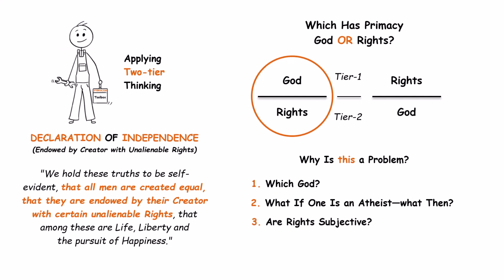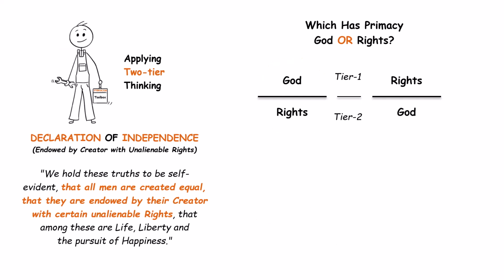Third, are rights subjective? If God is the source of rights, does that make them dependent on his will, rather than on an objective standard grounded in reality? And fourth, does this imply the primacy of consciousness? If rights originate in God's will, does that place consciousness above existence? All 4 questions pose significant challenges, starting with the fact that placing God above rights inherently assumes the primacy of consciousness.